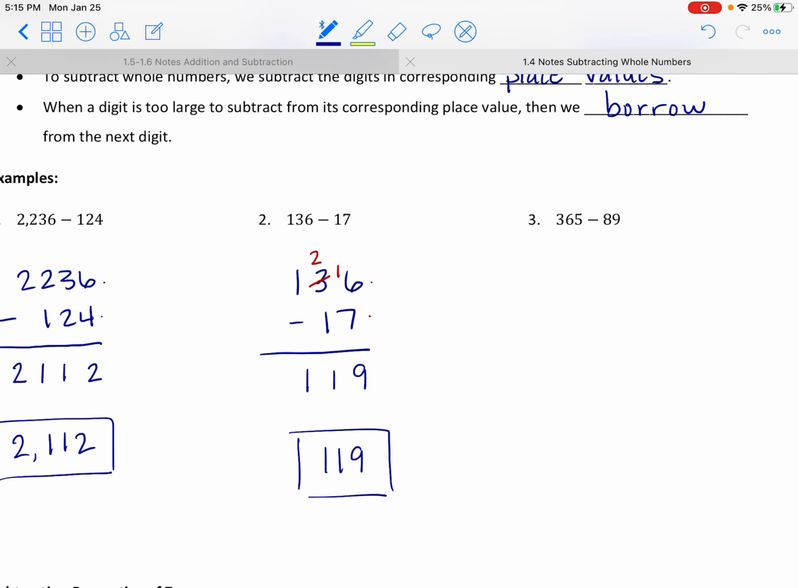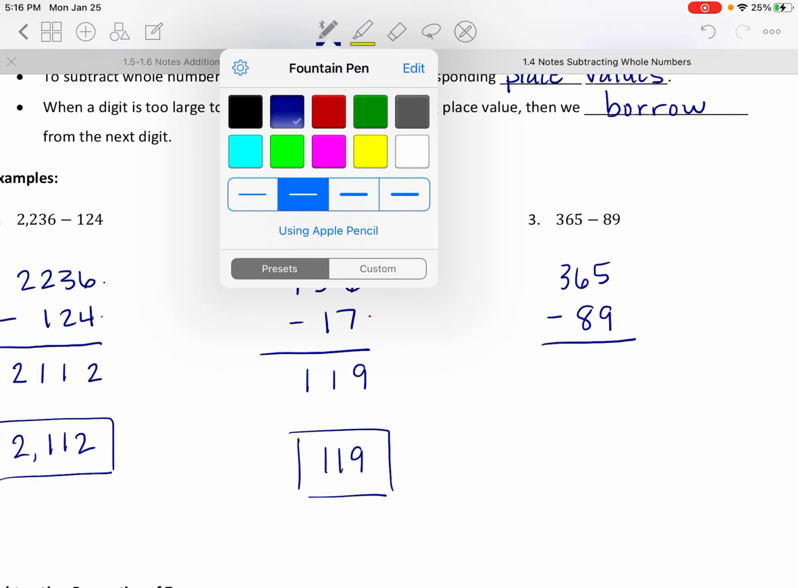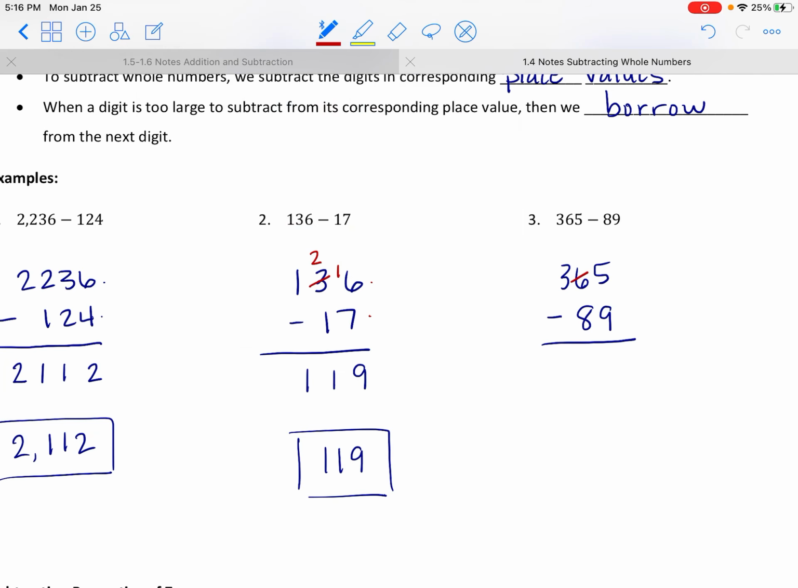Okay, I've got another. We have 365, and we're going to try to subtract 89. So in the ones place, I can't take 9 from 5. Again, I would have to borrow. So I'm going to cross out the 6, make it a 5. So that's not 60 now, it's 50. The 10 is going to go into my ones place. So the 10 and the 5 makes 15 there.